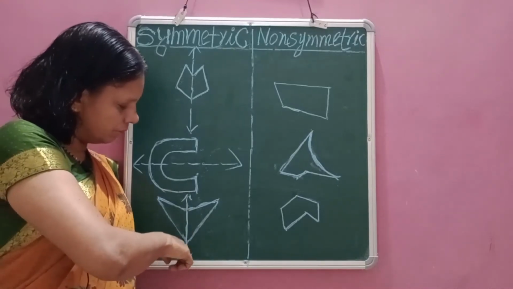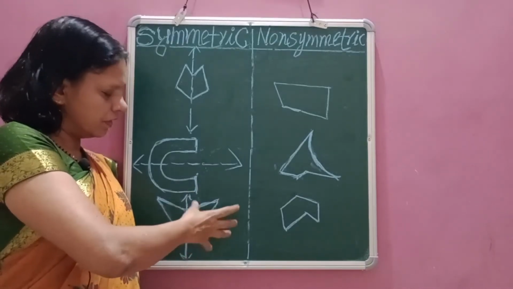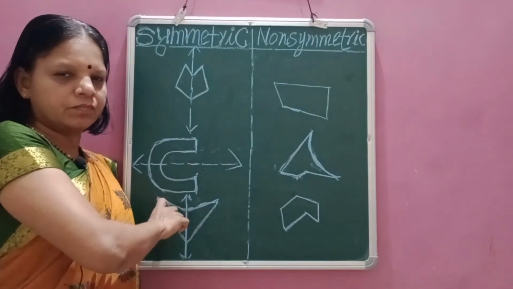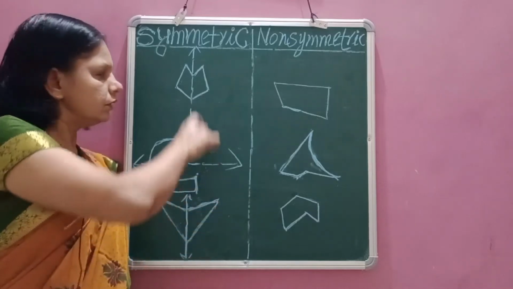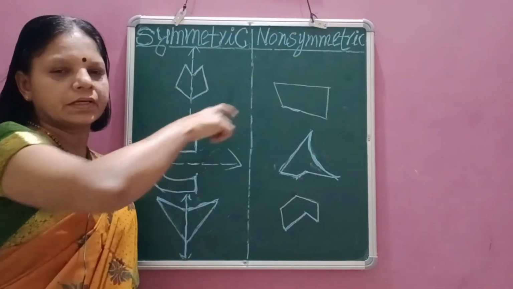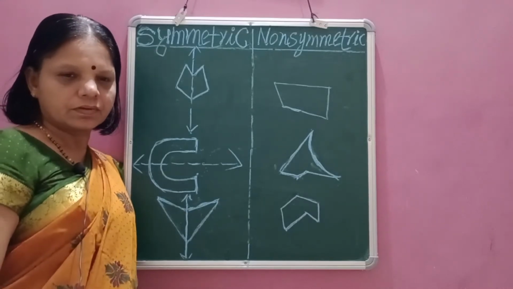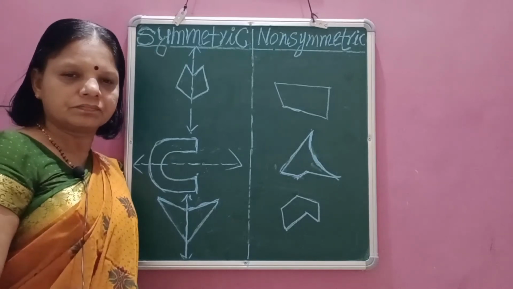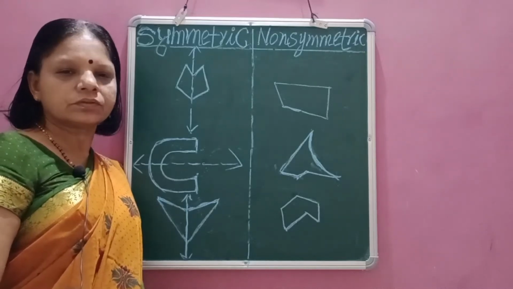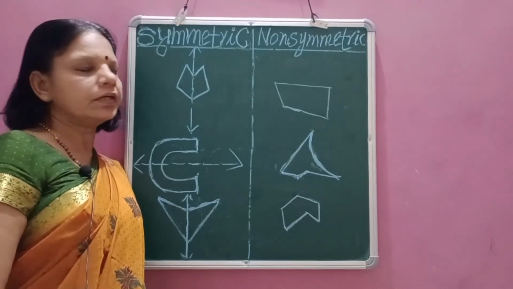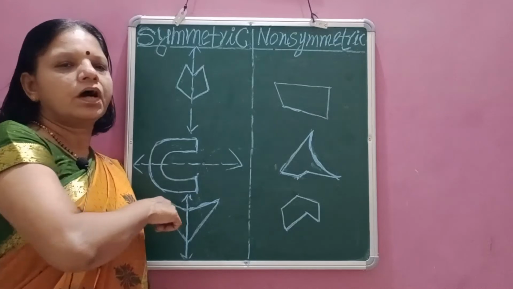Now, this is another figure. Here also you can see a line. Along this line, if you fold this figure, these parts will exactly coincide, or both the parts are congruent. So this type of figures are said to be symmetric. So what is meant by symmetry? If there is a line which divides the figure into two congruent halves or two congruent parts, then the figure is said to be symmetric. So all the three figures drawn in this column are symmetric.